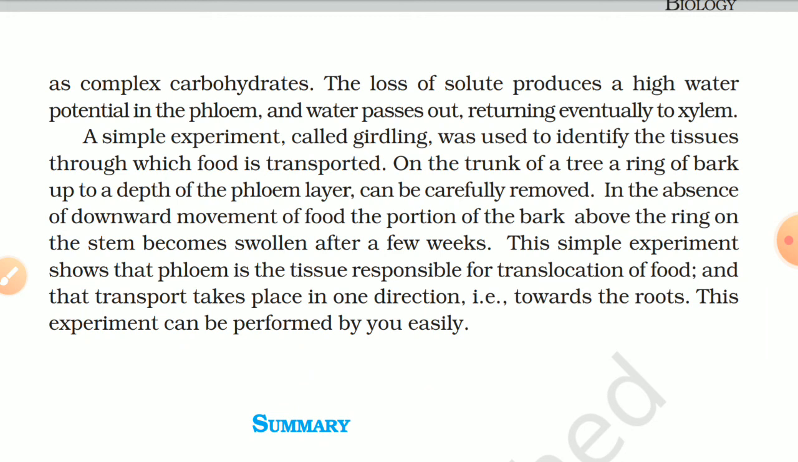A simple experiment called girdling was used to identify the tissue through which food is transported. On the trunk of a tree, a ring of bark up to the depth of the phloem layer can be carefully removed. In the absence of downward movement of food, the portion of the bark above the ring on the stem becomes swollen after a few weeks. This simple experiment showed that phloem is the tissue responsible for translocation of food, and that transport takes place in one direction, that is towards the root. This experiment can be performed by you easily.